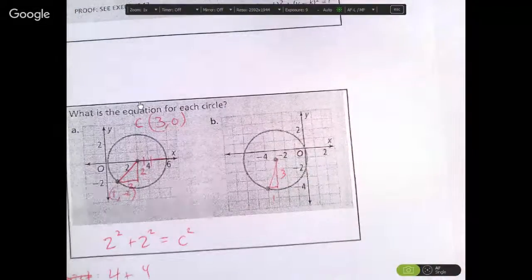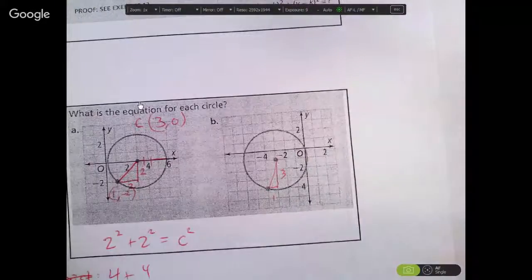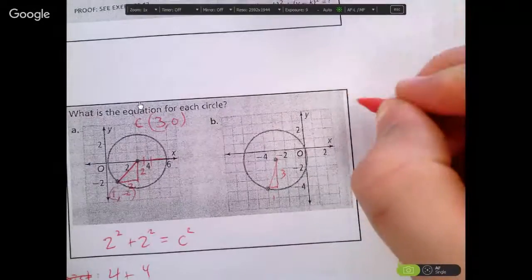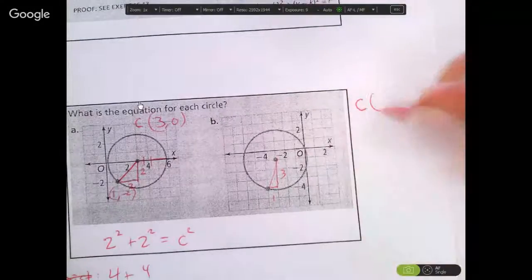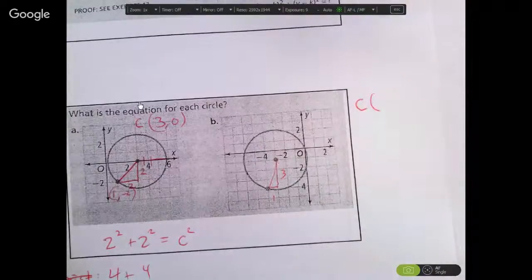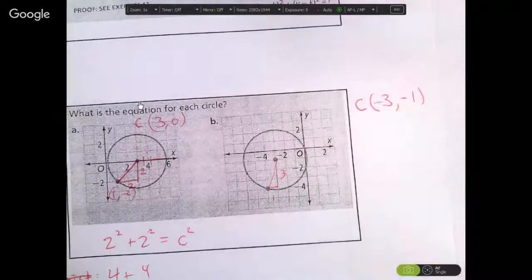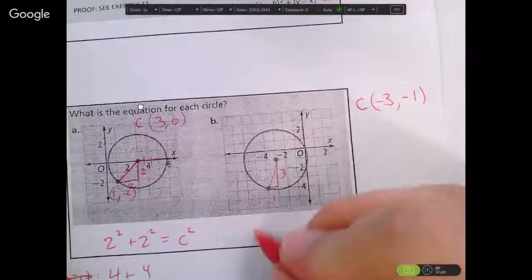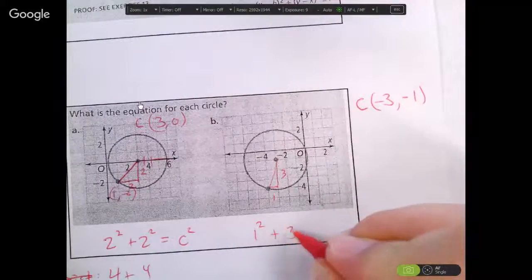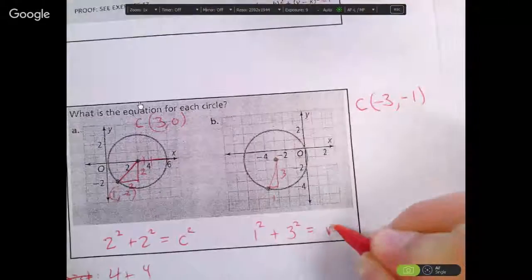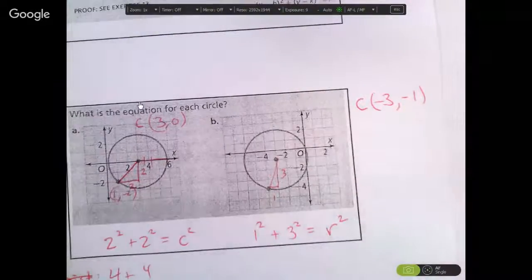It's just 1, 2, 3. I need to know the center of this circle, which is what? -3, -1. So 1 squared plus 3 squared equals, can I write r squared? Will you let me do that?